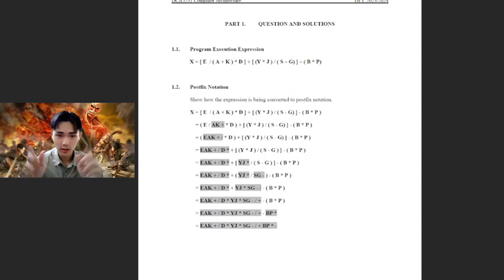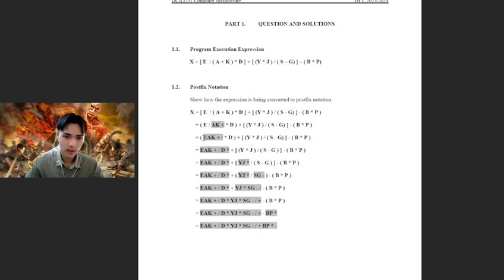In postfix notation, operators come after their operands, making it a bit unconventional at first glance. But it simplifies how we interpret and evaluate mathematical expression. Here's how our expression transforms step by step. So first of all, the A plus K will be transformed into AK plus. The plus will be moved to the back.